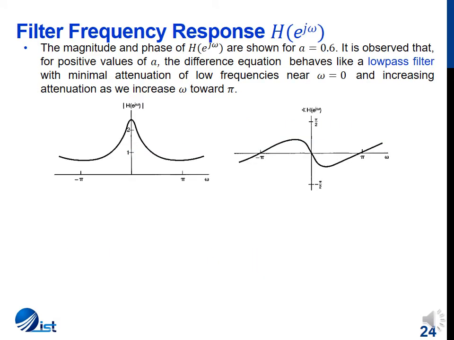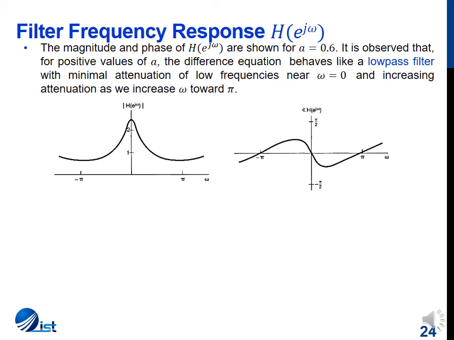The magnitude and phase of the frequency response for this recursive IIR filter are shown in the figure. For drawing these figures, the value of a is taken as 0.6. It is observed that for a equal to 0.6, or for all positive values of a, the trend of the magnitude response is such that lower frequencies will pass without any attenuation. In fact, since the magnitude is 2, they'll be a little amplified, and higher frequencies will pass with attenuation. So this trend is that of a low pass filter. So for positive values of a, the frequency response of the filter is that of a low pass filter.